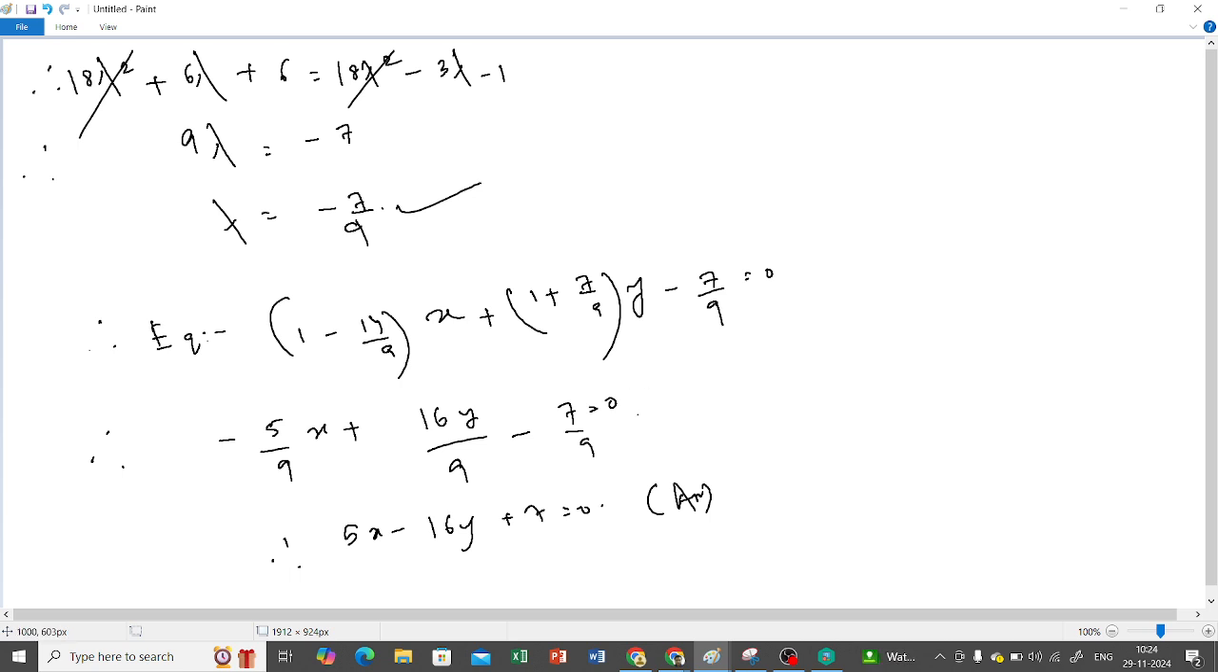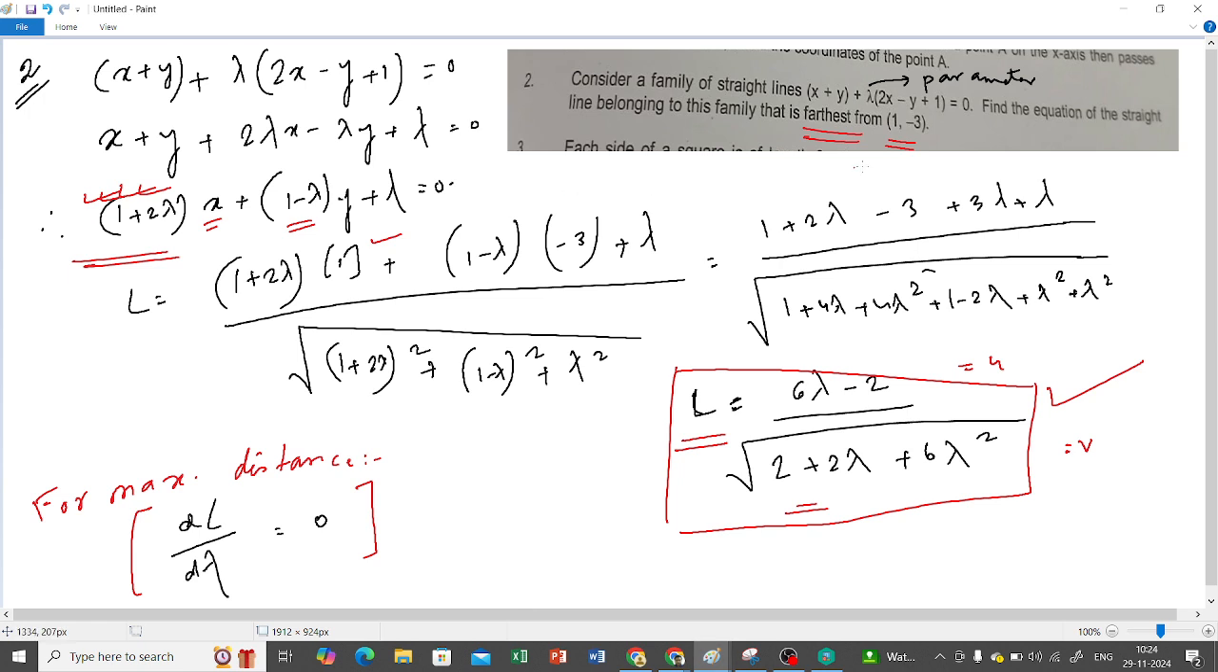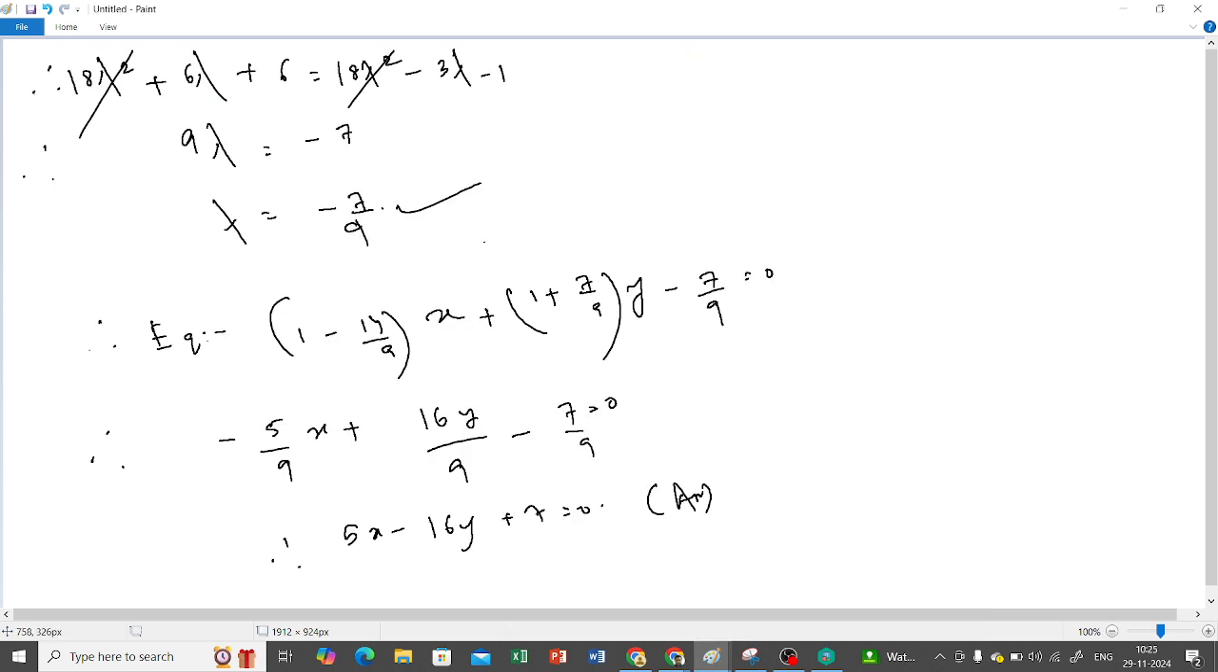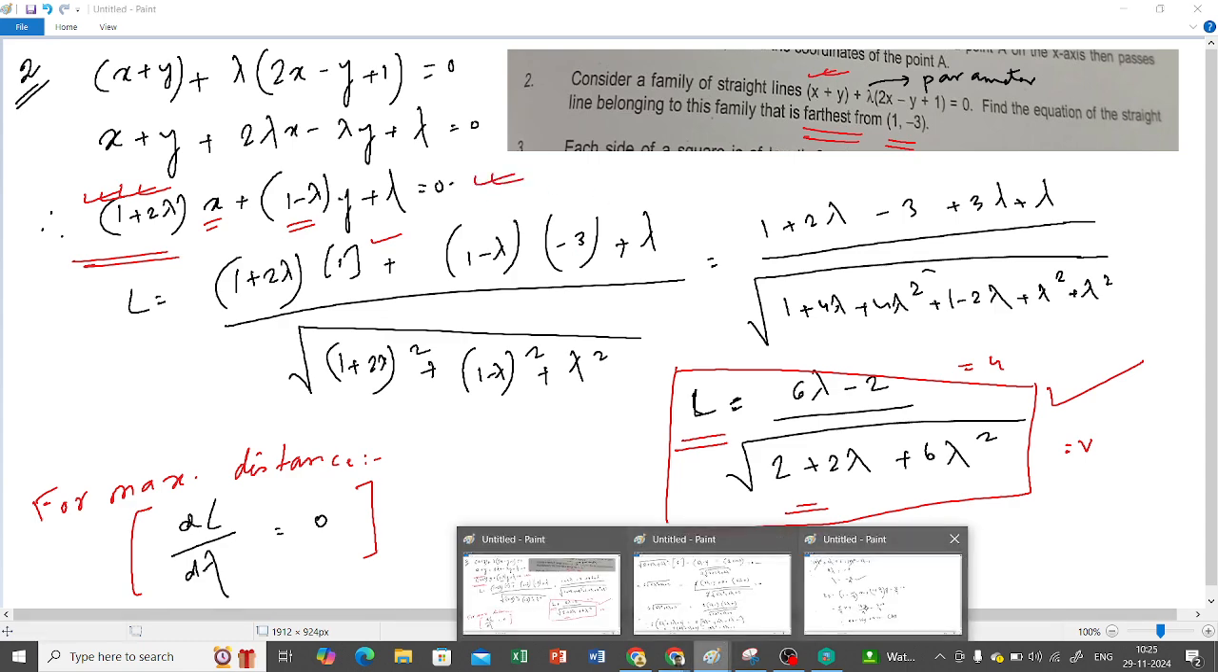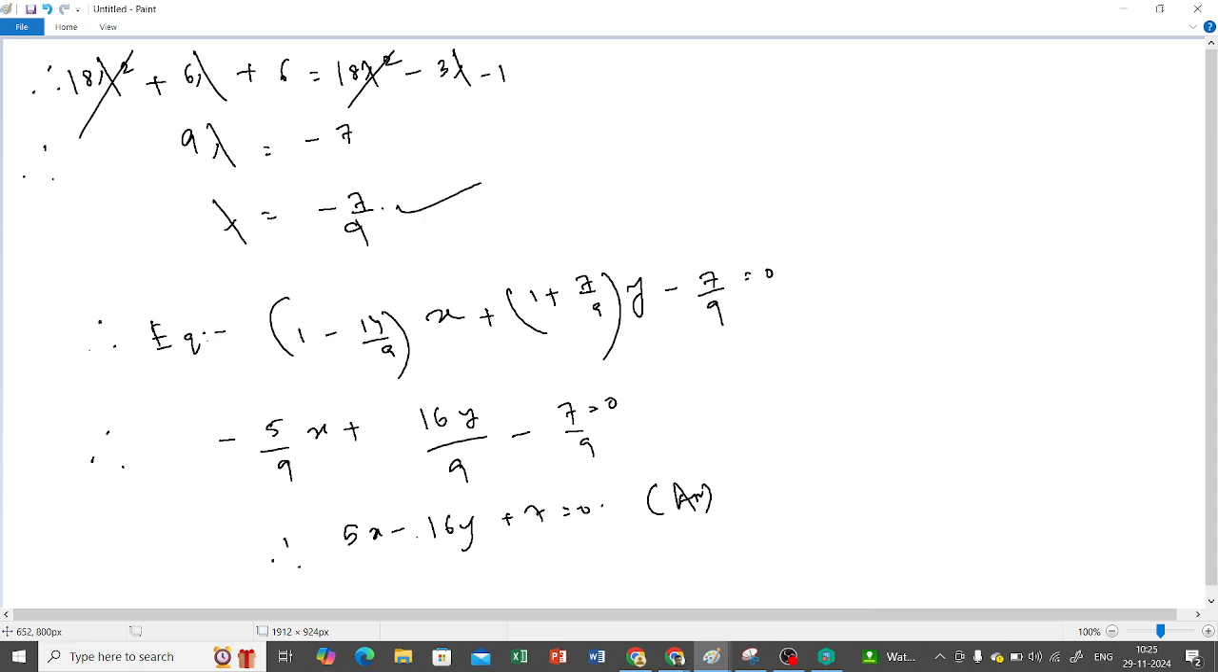As I told you, this particular equation denotes a parametric equation. Parametric equation means for different values of lambda I get different equations of straight line. So for this particular case where the straight line is farthest from 1 comma minus 3, my value of lambda has to be minus 7 by 9. I'm just going to put lambda as minus 7 by 9 into this equation, and I get the equation of my required line, which is this. Did you understand?